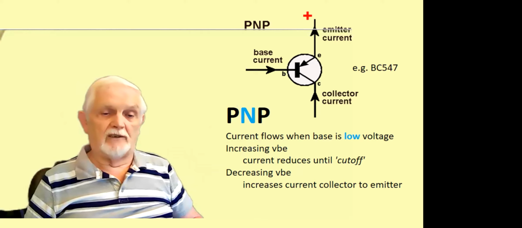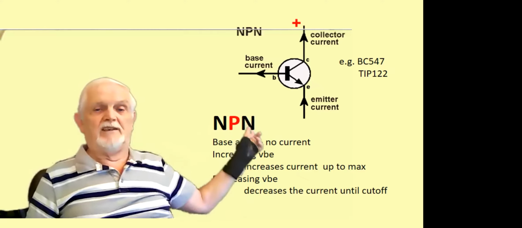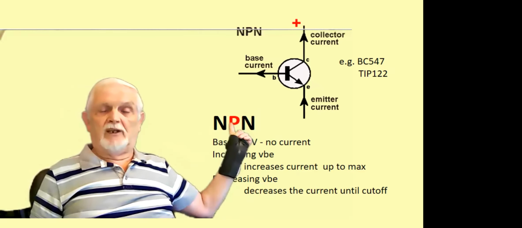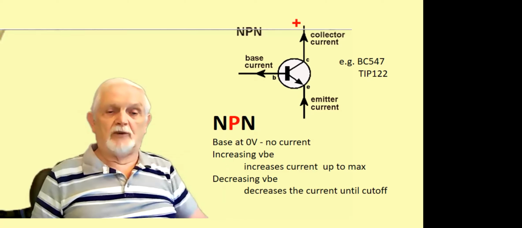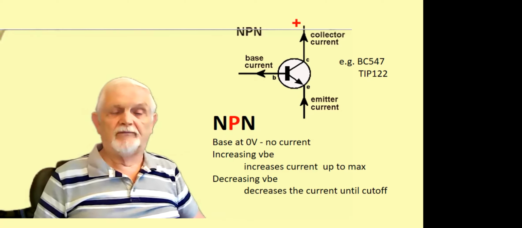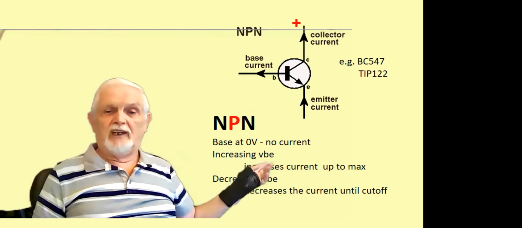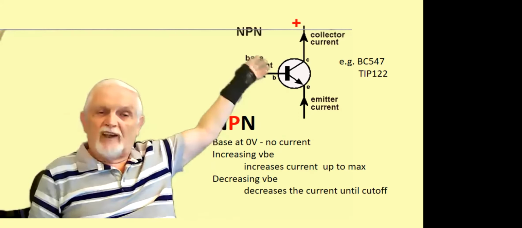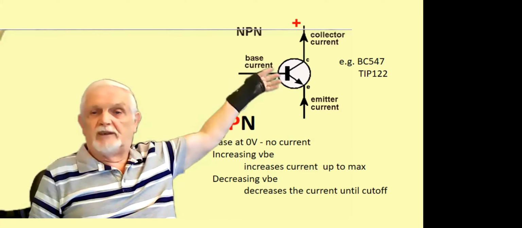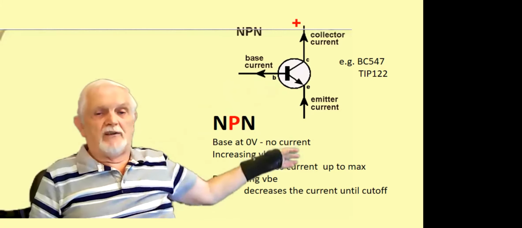The other popular transistor is the 547, and it's an NPN. In other words, to make it start to conduct, we want the base to be at a high voltage. So if there's no voltage on there, no current flows. If you increase the base emitter voltage, you'll increase the current up to a maximum that's allowable, that it can stand. And decreasing it will cut it to less and less current until it actually completely cuts off.